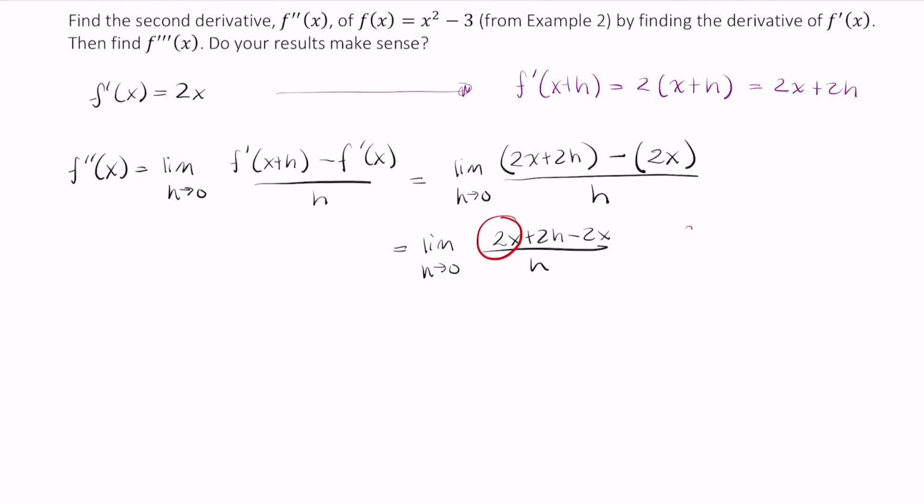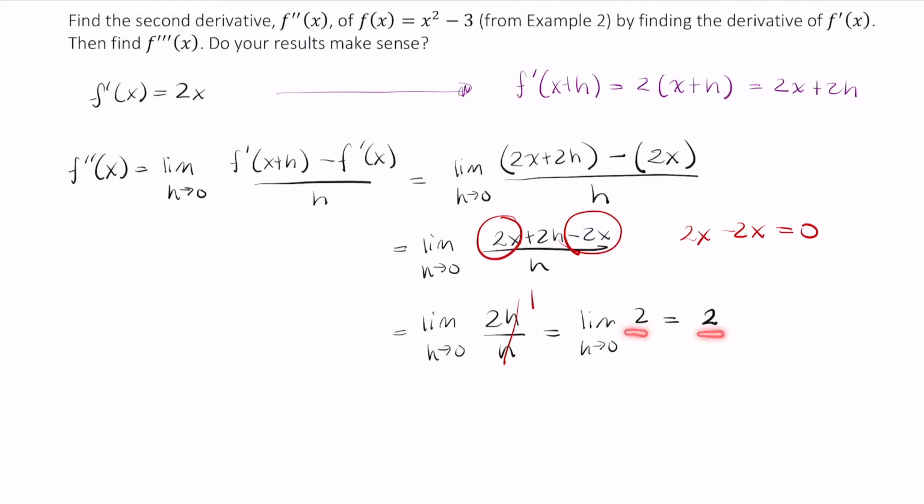Notice that we have a positive 2x, and we're subtracting 2x from it, so that's just 0. So in our next step, we end up with the limit as h approaches 0 of 2h over h, which is just the limit as h approaches 0 of 2, which is just 2. In case that was too quick for you, here I have h over h. That's just 1. And the limit of a constant is always just the constant. So this tells me that f double prime of x is equal to 2.